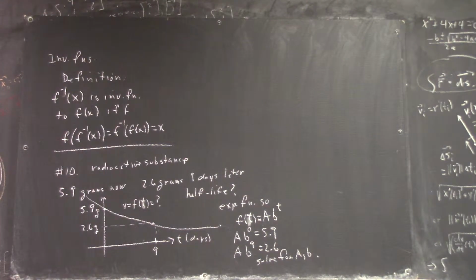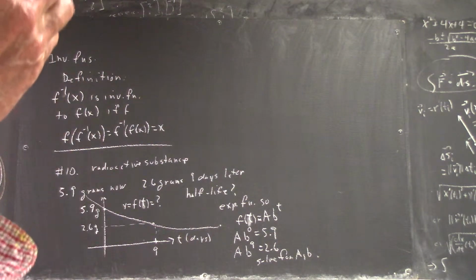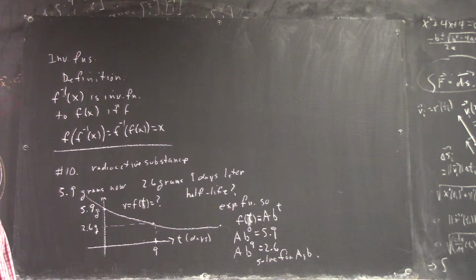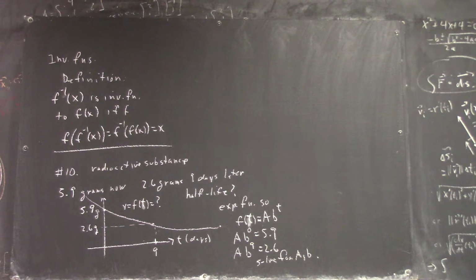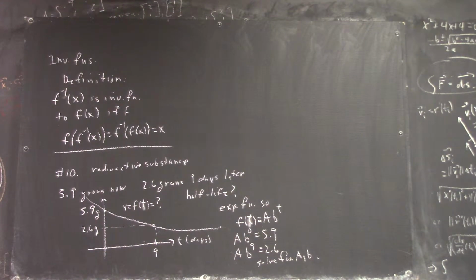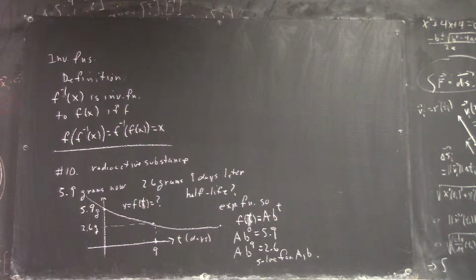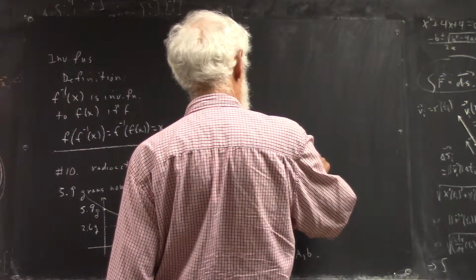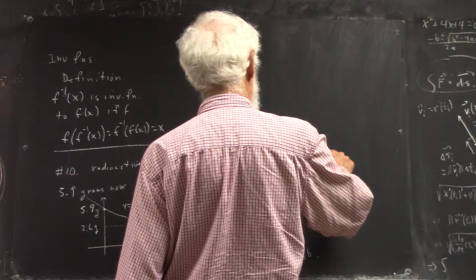And then you can use that function to answer the questions. Once you've got the function, you should be able to write equations. And this says, what's the half-life and how long will it take to give you less than 0.5 grams? Okay? Well, might as well finish it real quickly. So we get a equals 5.9.